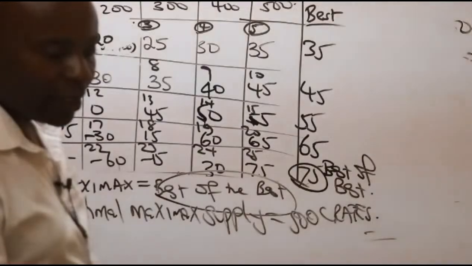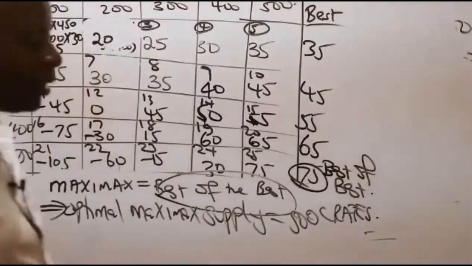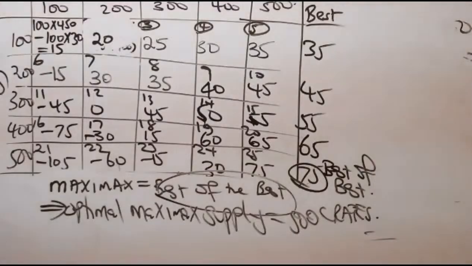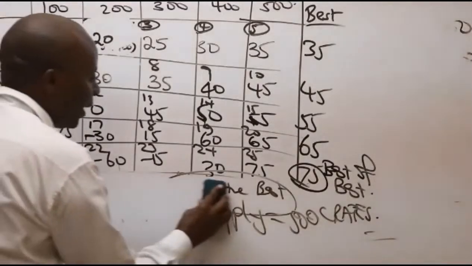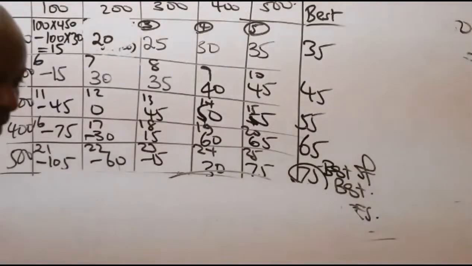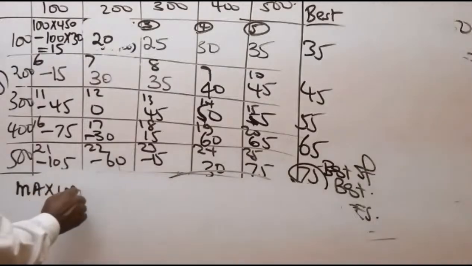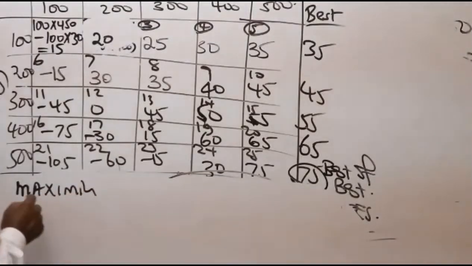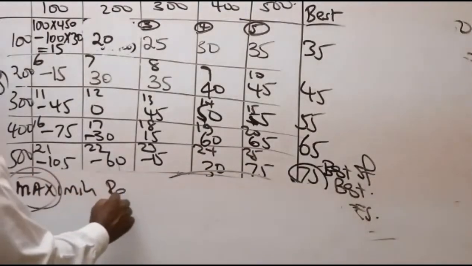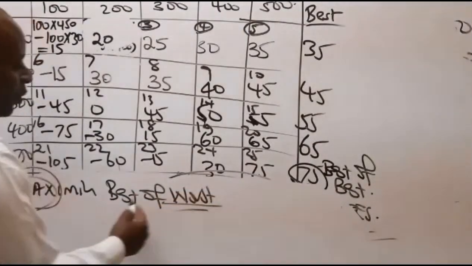The last one here is the maximini criterion. So for maximini criterion, what do we have here? I know that maxi is best. Best of the mini. Best of the worst.